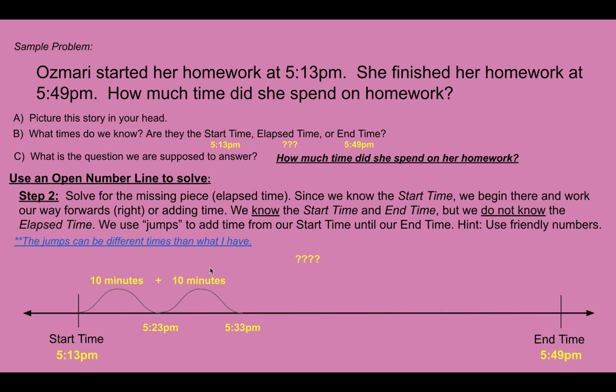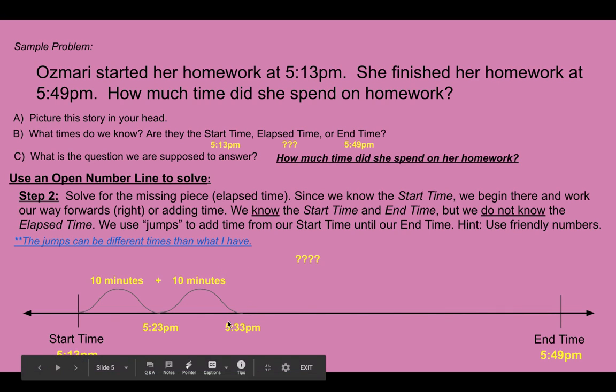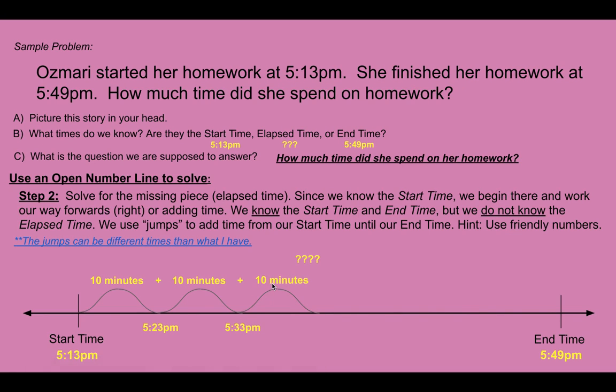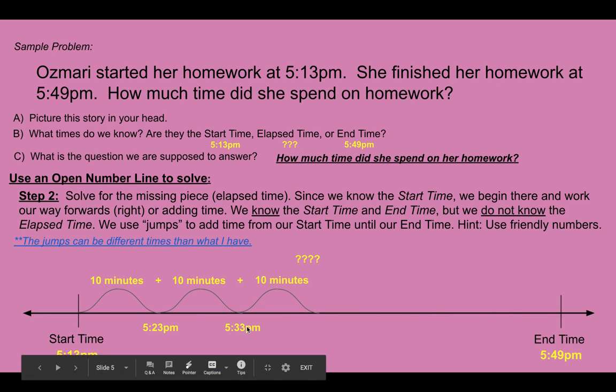get to 5:33. Now remember, we know we're done when this number right here reaches 5:49 p.m. It doesn't have to touch this line, but when this says 5:49, we know we are done. Well, it says 5:33, so we're not there yet. So I'm going to make another jump. It's going to be another 10 minutes because 10 minutes is easy to add. I can easily add 10 minutes to 5:33.